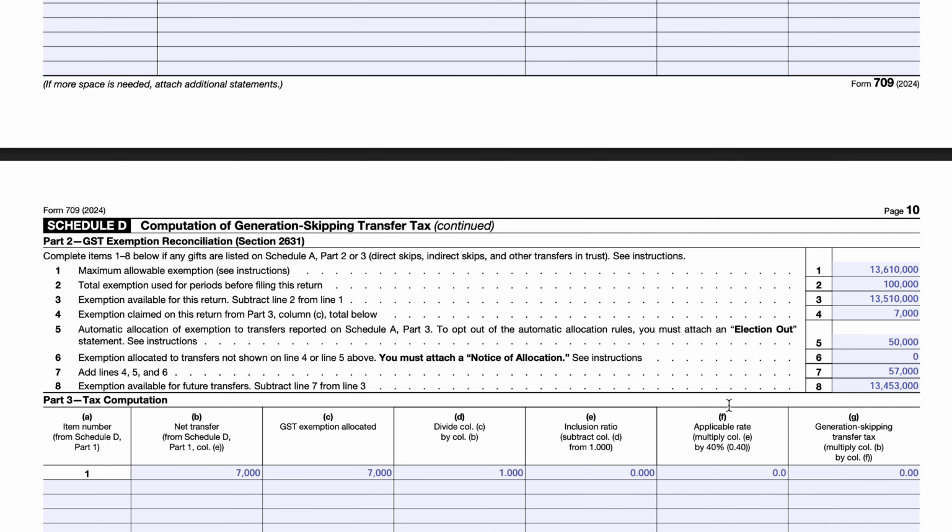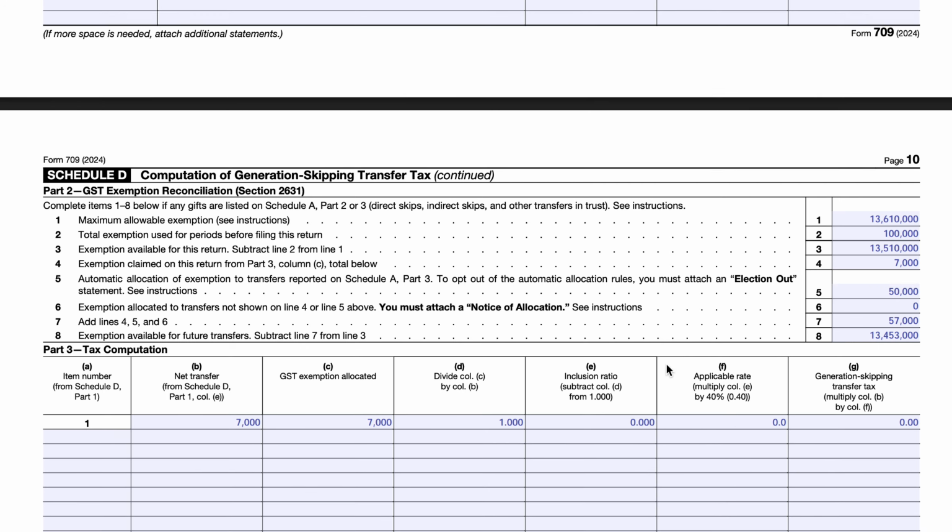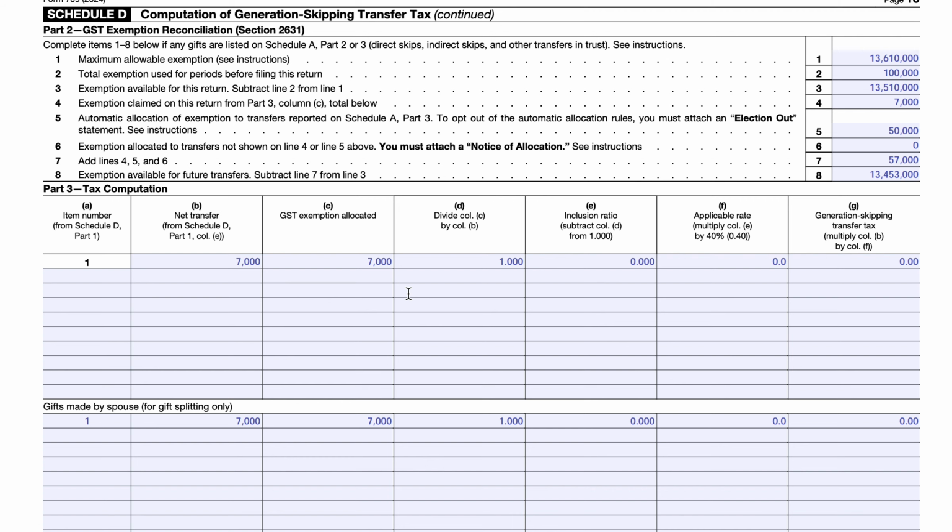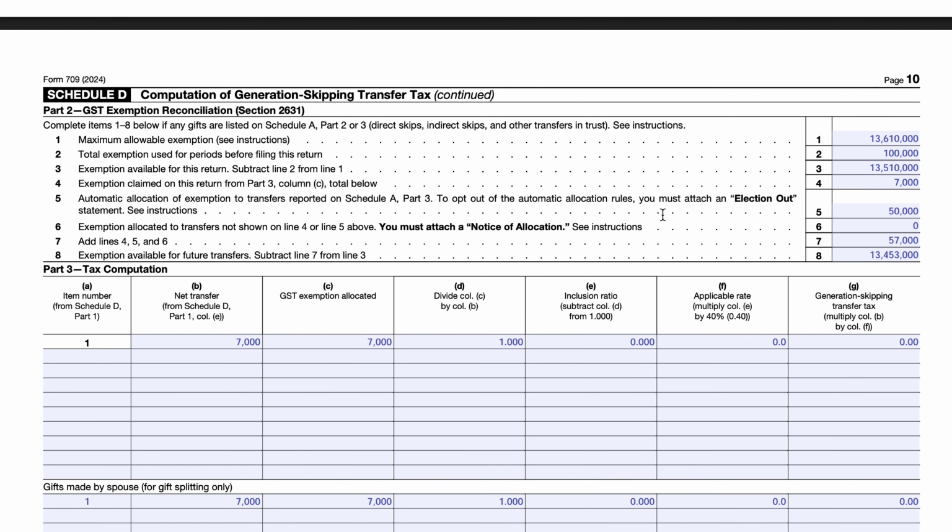So in part two, we're going to reconcile all of this, but what we need to do is also include the tax computation. So when we get to the part that requires the tax computation, we're going to move from part two and go to part three. In line one, the maximum allowable exemption is based on, in the form instructions, you'll see for the tax year, the lifetime exclusion or exemption by tax year. You can see that in the form instructions.